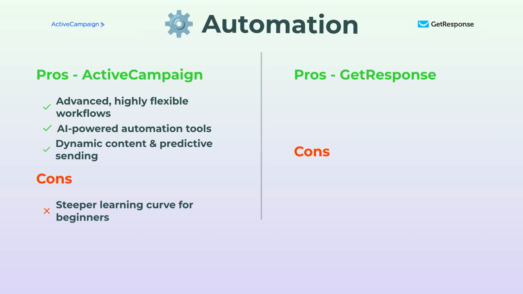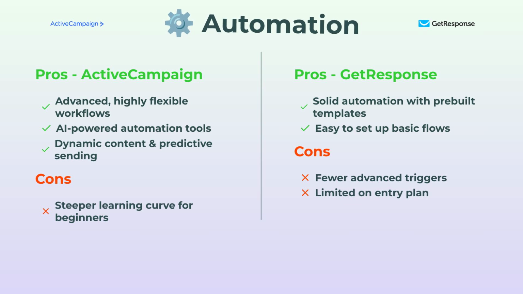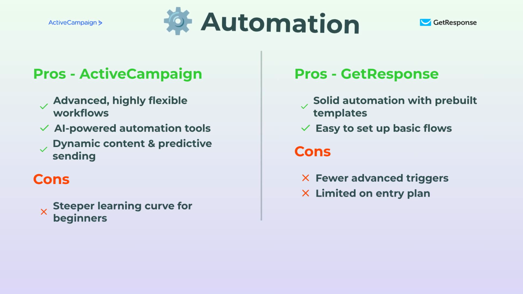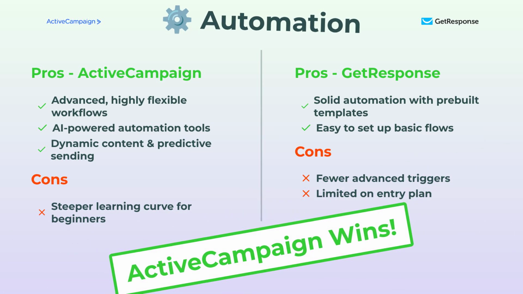Now, GetResponse, on the other hand, is way easier to jump into. You've got solid, beginner-friendly flows, and their pre-built templates are handy, but don't expect the same level of precision or complexity. Some triggers just aren't there, especially on the free and entry plans. So, for pure automation prowess, ActiveCampaign is taking the win.